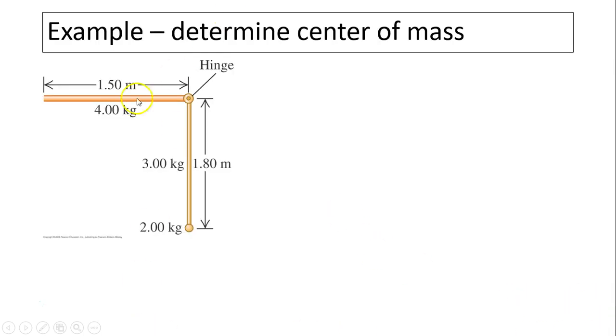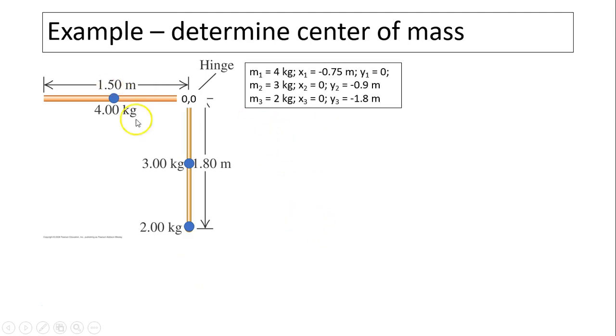Let's do another example. Now you have two bars plus a ball. One bar is 4 kilograms, the other bar is 3 kilograms, and here is a ball. How do you find the center of mass in this case? Well, you can treat each bar as a particle, located at the center of the bar with the same mass. So now you have 3 particles. It's easy to find the center of mass with 3 particles.